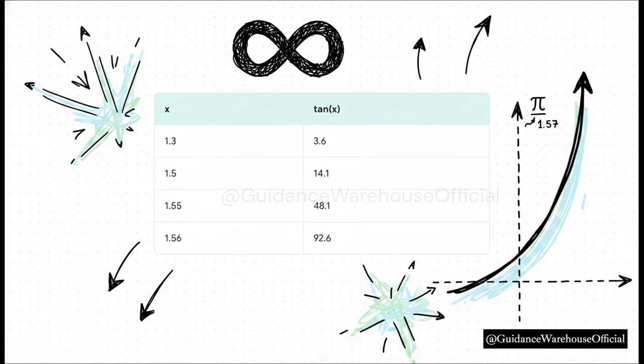Watch what happens to the trend here. As our x value creeps closer and closer to pi over 2, which is roughly 1.57 radians, look at the tangent outputs. At 1.5, the output is 14.1. Take a tiny step further to 1.55, and bam, it jumps to 48.1. At 1.56, it explodes to 92.6. The outputs are getting infinitely larger. The graph is literally rocketing upwards at this incredibly steep rate, right alongside that invisible asymptote.